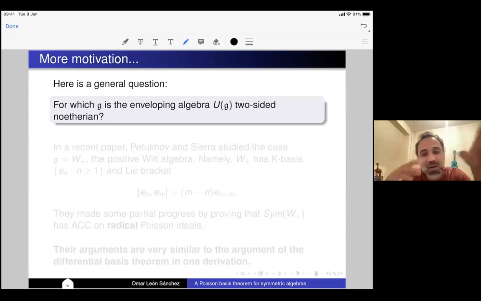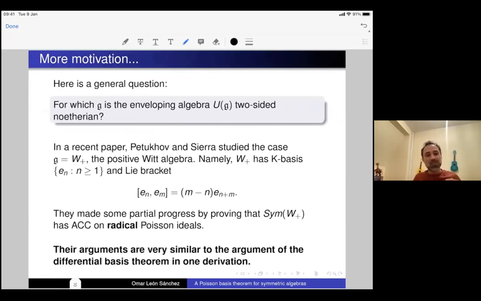It's because the reason I started looking into these things was a recent paper from about three years ago by Alexei Petukhov and Sue Sierra. They studied the case of a very special Lie algebra called the positive Witt algebra. What is this Witt algebra? It's very simple. As a vector space it is spanned by e1, e2, e3, e4, and so on, and the Lie bracket is as simple as this. It's a very easy Lie algebra to construct.